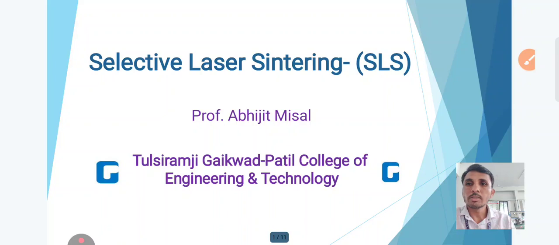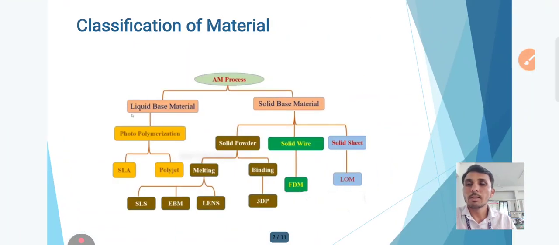Today I am presenting a topic SLS, which is also called selective laser sintering. It is a part of additive manufacturing process. In additive manufacturing process, we manufacture a product by depositing a material layer by layer. Before starting the topic, first we see the classification of material.